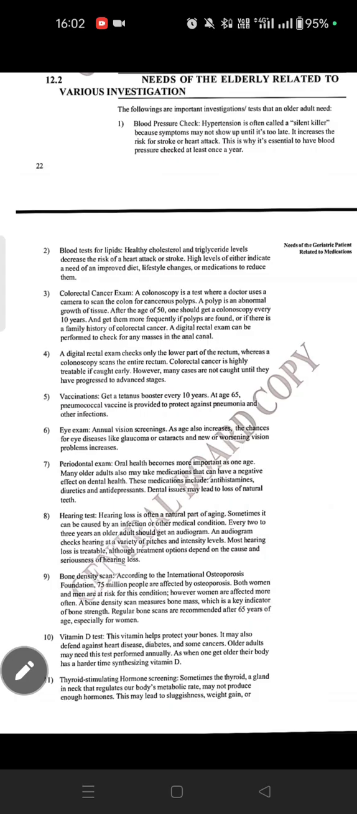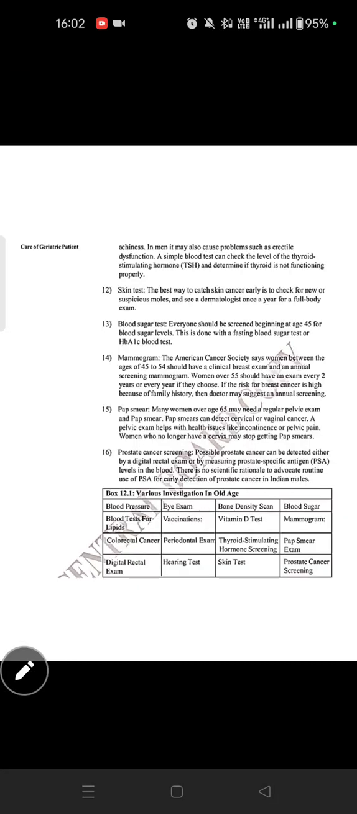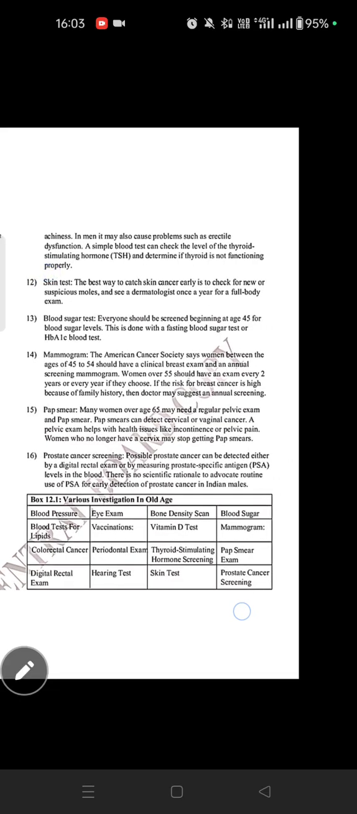Then we can go for the thyroid stimulating hormone screening. This is for regular body metabolism, and we can maintain sufficient hormone balance. If you have weight gain or anemia, we can treat it. If there is any TSH hormone dysfunction, we should always check the blood test and we can find it out. Then go for the skin test.